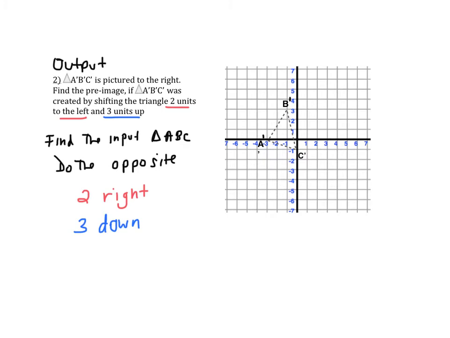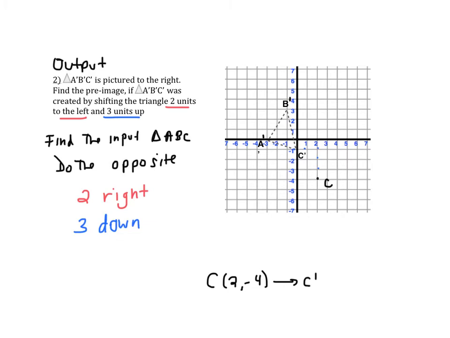So we're working backwards. Okay, so take any point, and I'll start with point C prime, and we want to go 2 to the right. So 1, 2, and then 3 down, 1, 2, 3. So my original point C would be right here. So C would have coordinates 2, -4. Okay. Now we can check this by applying the rule mentioned in that opening paragraph and see if we end up at C prime.